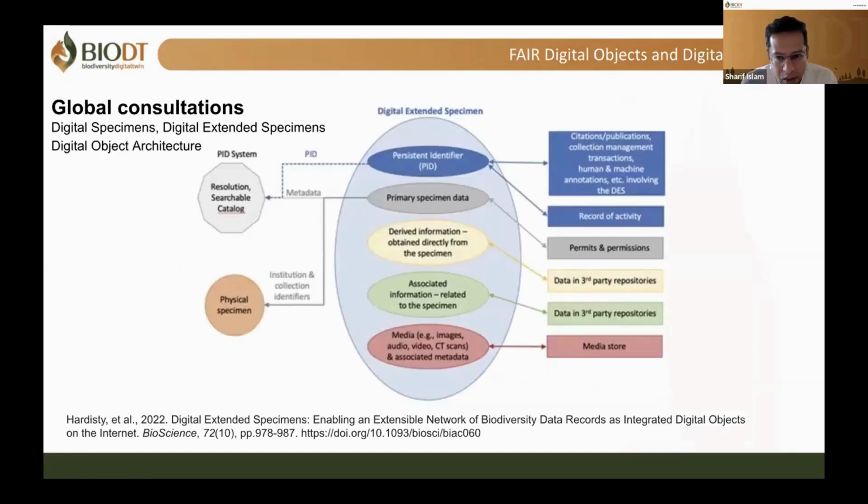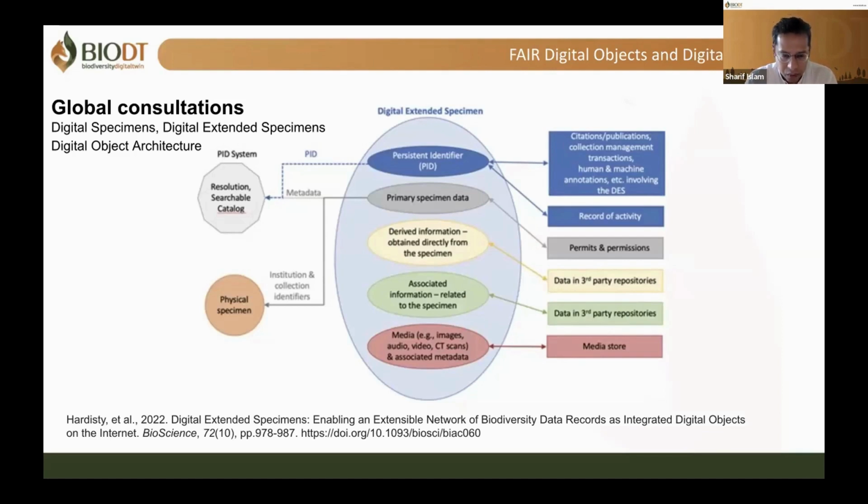And one way we're doing this is through a wide array of global consultations and discussions. We started with our concept of digital specimens several years ago. At the same time, from the research domain, especially from the US, there was a lot of talk about digital extended specimens, and particularly when you collect an object, a sample, how do you collect data, look at the object and the extension of those objects around it. And from all those discussions, and also the discussion around FAIR digital object architecture, we came up with this conceptual framework of how to think about digital specimen and digital extended specimen.